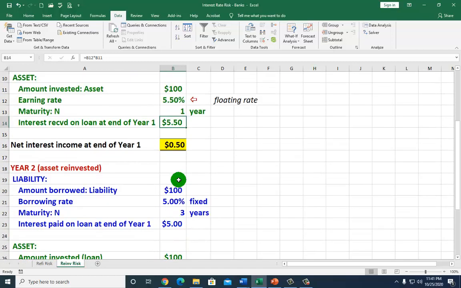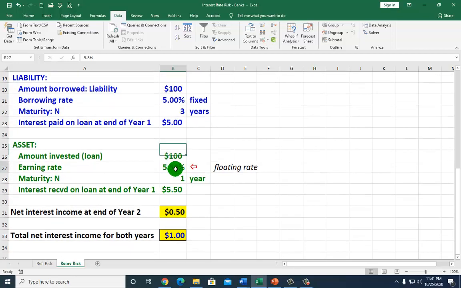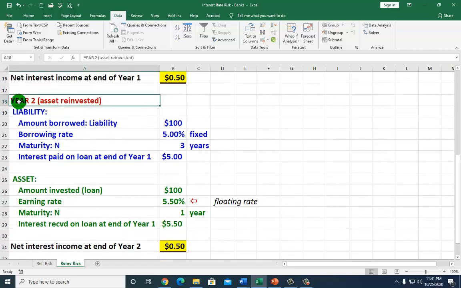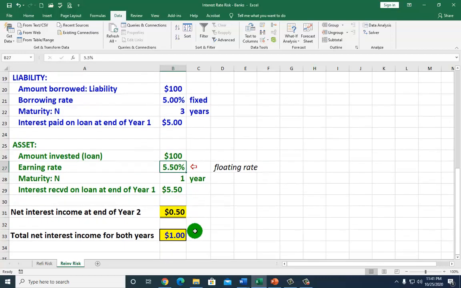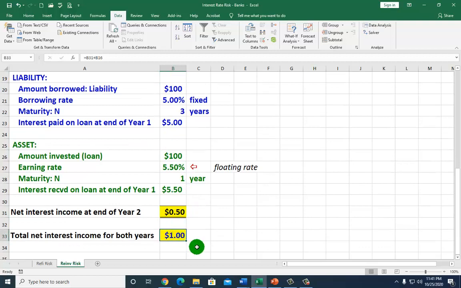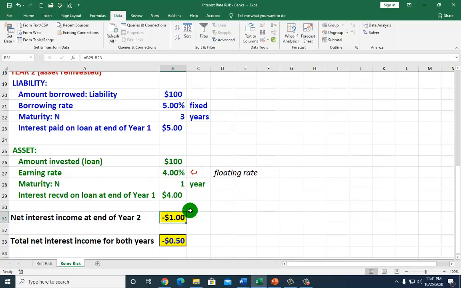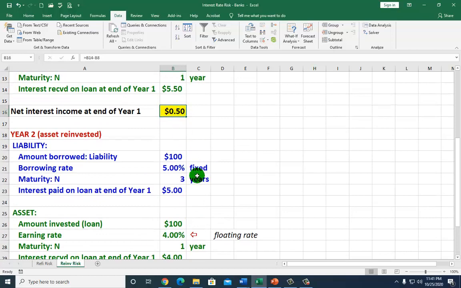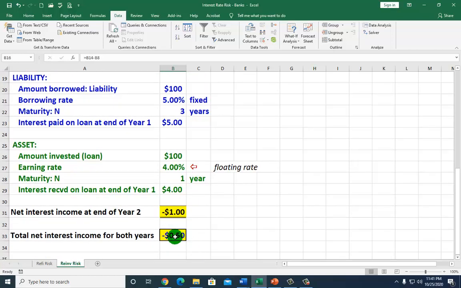Right now, though, if it stays the same at 5.5% in the second year, we're going to make another 0.5 million. Combined with what we made in the first year, our cumulative profit over the 2-year period is going to be 1 million. Now, though, if the earning rate were to go down to, let's say, 4%, we're going to be losing $1 million, which of course is more than what we made in the first year, bringing our cumulative loss to negative 0.5.